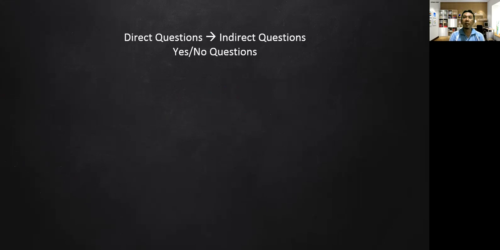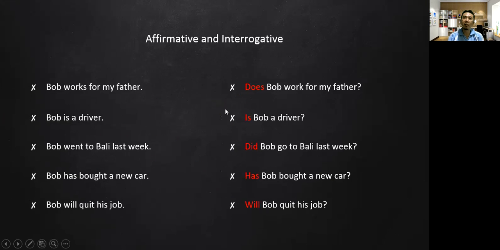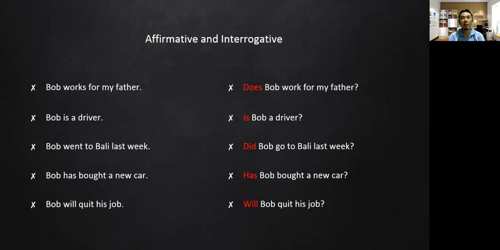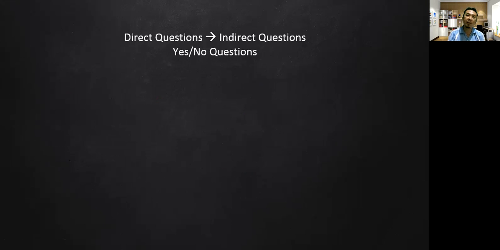Now we are trying to make an indirect question from direct questions. Previously, here, this one, this is what we call as direct question. Okay, in direct question, we need auxiliary, and we put the auxiliary usually before the subject. Next, we try to make them into indirect question. To make them into indirect question, okay, the first thing that you have to remember, there are two types of indirect questions. We can use yes or no question or WH question.